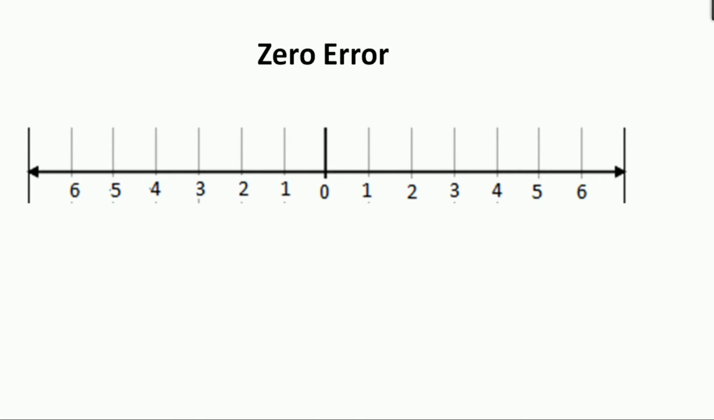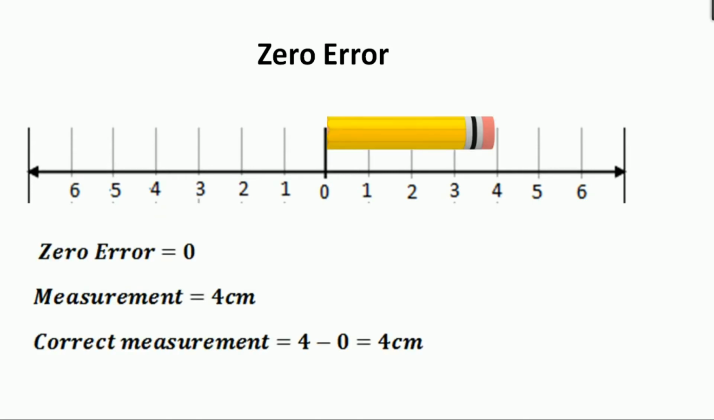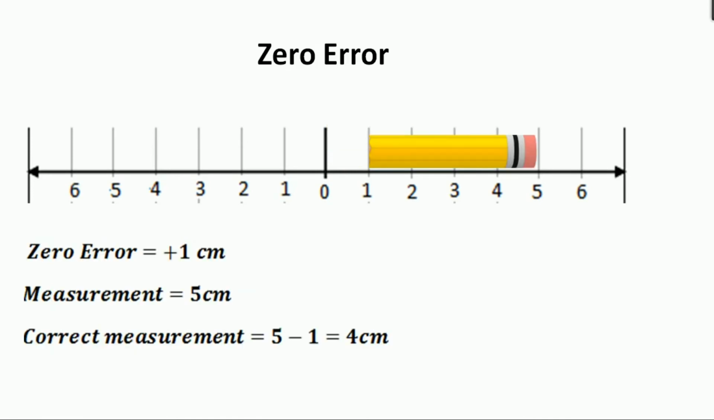Let's understand the zero error by taking an example of a pencil. Out here you can see one end of the pencil is at 0 and the other is at 4. So the total measurement is 4 centimeter, and here I am not having any error because the length of the pencil is 4 centimeter. Suppose in the second case I am taking the same pencil but I am measuring from 1. The length of the pencil I am getting is 5, but the length was 4. So there was error, because I have not started with 0. If you don't start with 0, you will get some error.